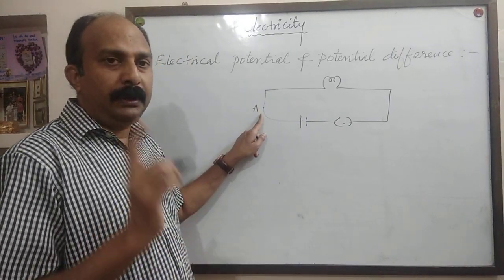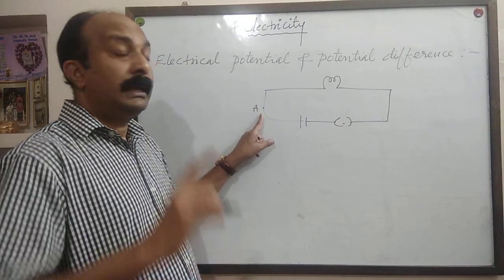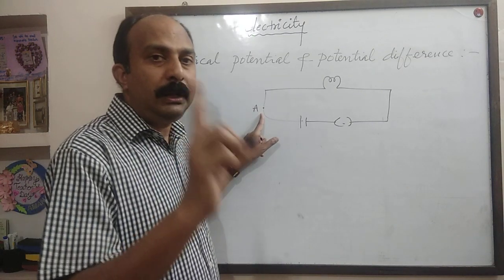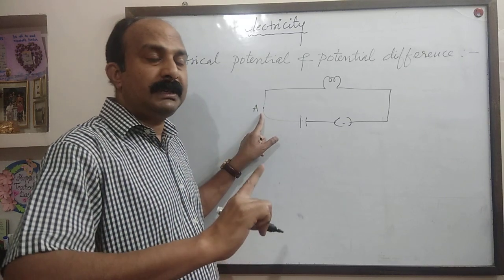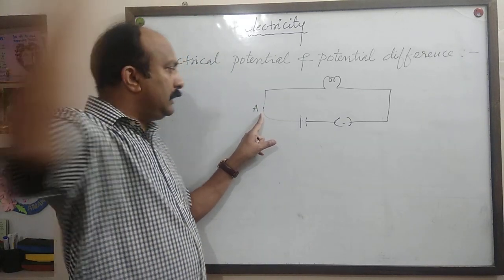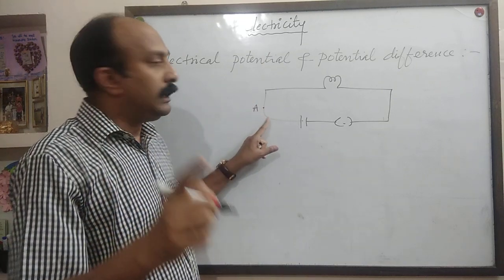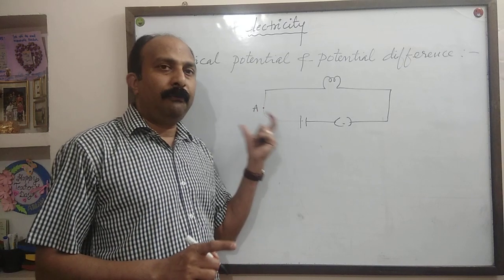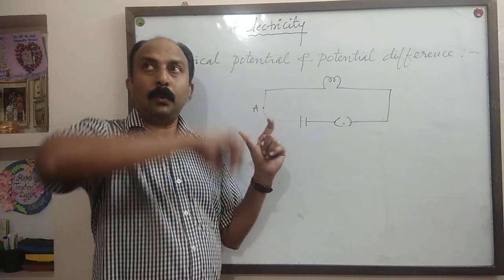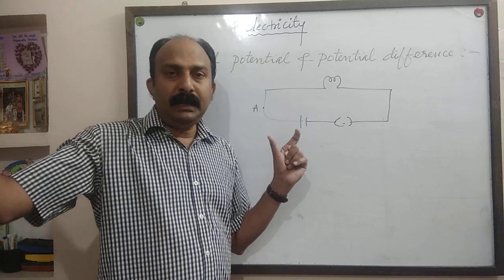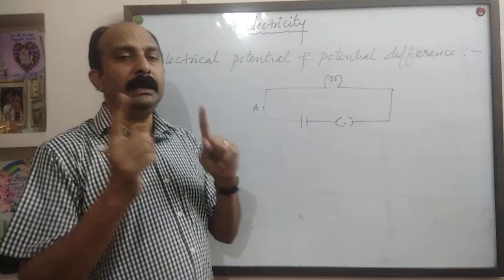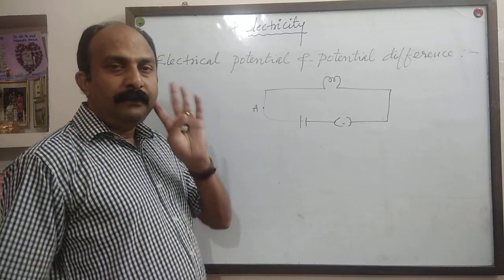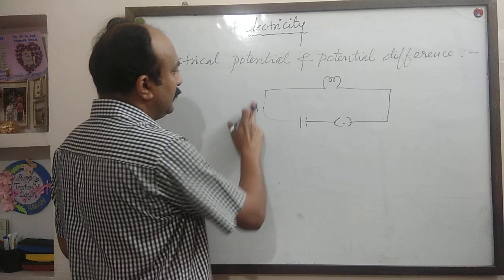Electric potential of point A can be defined as the amount of work done for bringing 1 unit charge or 1 coulomb charge from infinity to this point. I repeat, the amount of work done to bring 1 coulomb charge from infinity to point A is called electric potential of point A. Now, we say potential difference.